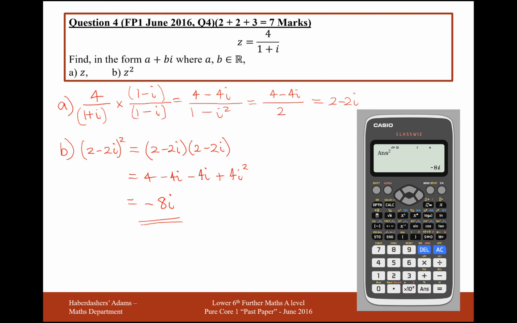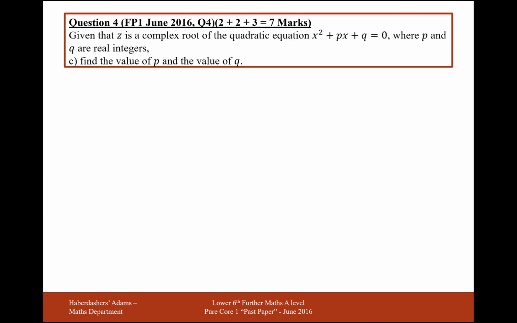But make sure you do check these complex number questions if you can on your calculator, but do make sure that you've written enough working for the examiner to give you full marks for it. Right, the next part of this question is, given that z is a complex root of the quadratic x squared plus px plus q equals 0, where p and q are real integers, find the value of p and q.